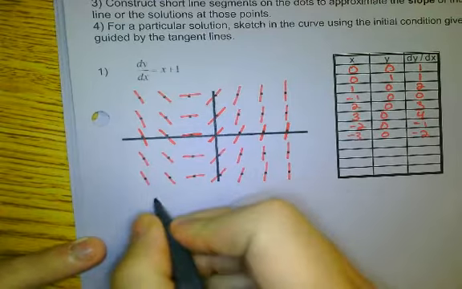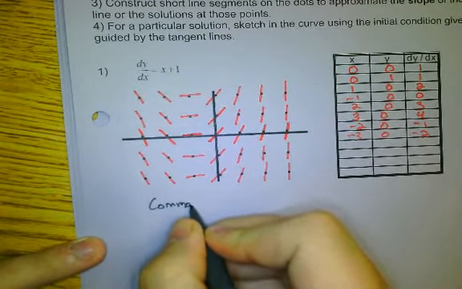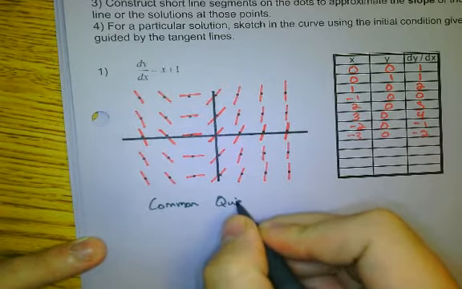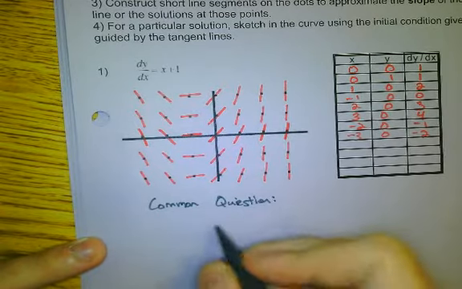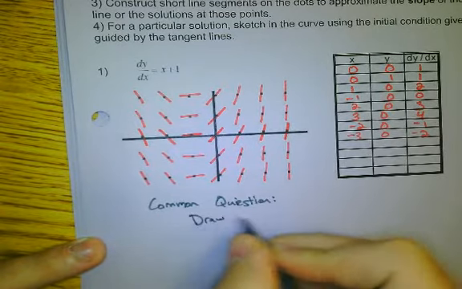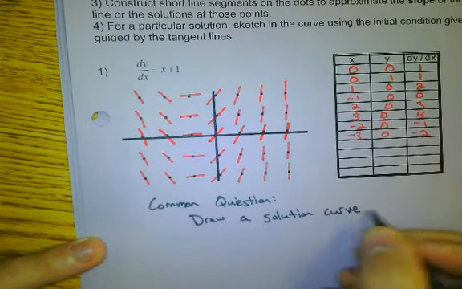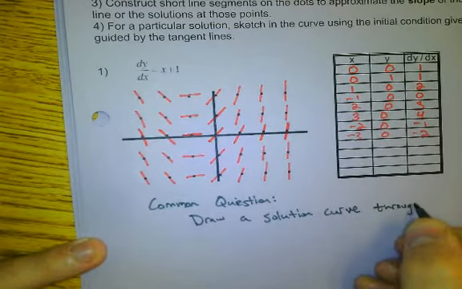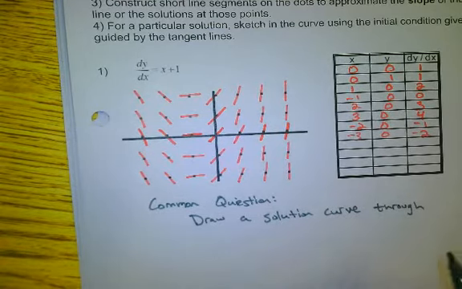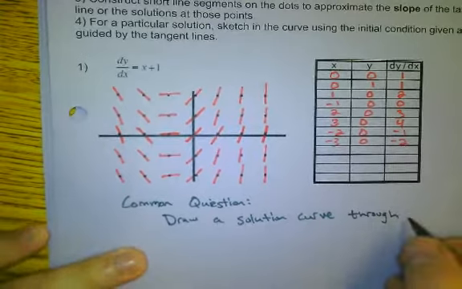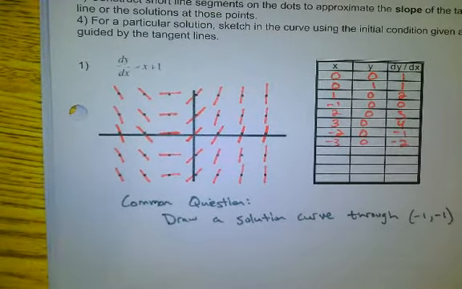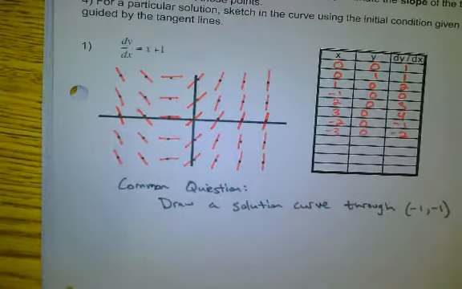Don't flip it, don't flip it, don't flip it, because sometimes they'll ask. A common question for a 2nd point would be draw a solution curve through, and let's pick a point here. Let's just do through -1, -1. Okay? That's pretty common, just to draw like what a curve would look like.